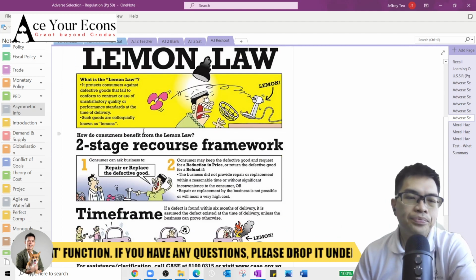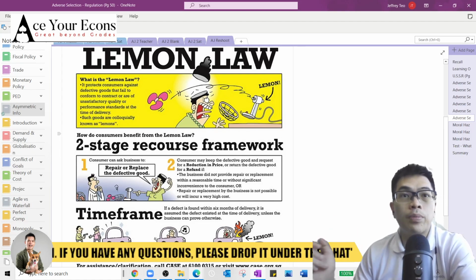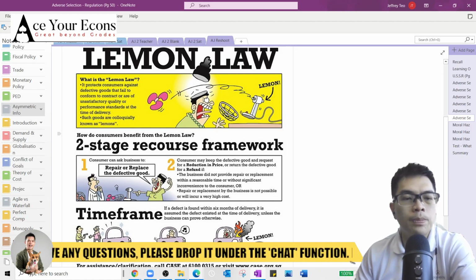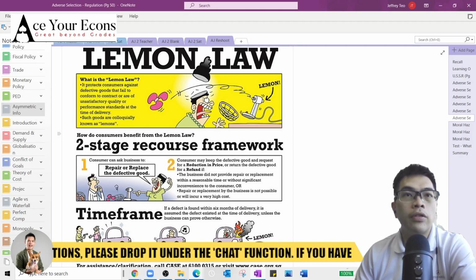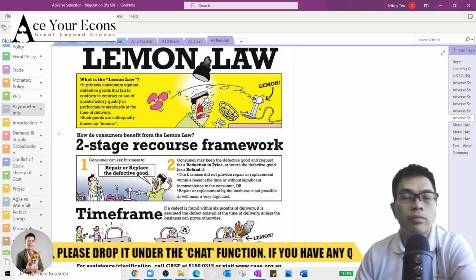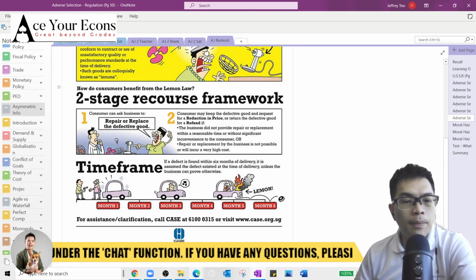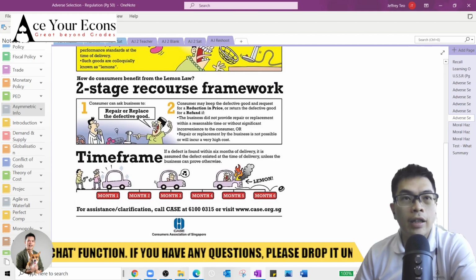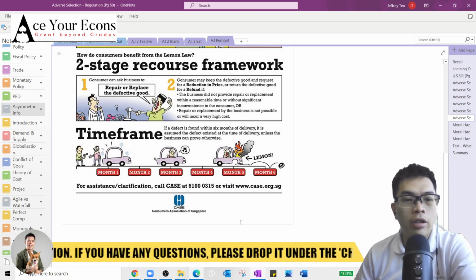So how does it work? If you realize that you receive a counterfeit product, a fake product or inferior product, consumers can ask the business to replace or repair the defective good. You better fix that, if not, I bring you to court. This is implemented by CASE, the Consumer Association of Singapore. So next time if you find that any of the goods that you purchase is not satisfactory, then you want to complain, you can.